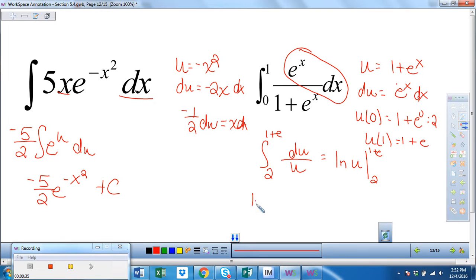So I get the natural log of, and I'll put it in there anyway. I do need a parenthesis or something around it. So I'm going to do the natural log of 1 plus e minus the natural log of 2. And I can't really simplify that any further, so it's going to stay the way that it is.